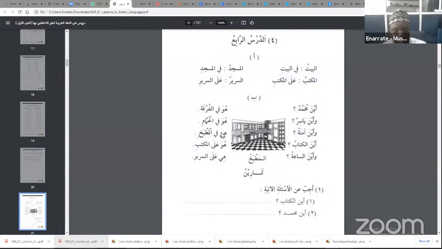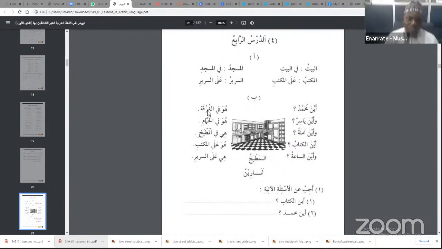What about for non-living things? Okay, the next one brings examples of non-living things. So let's see the masculine pronoun and the feminine pronoun for non-living things. Ayn al-kitab, where is the book? Huwa ala al-maktab. It is on the desk. So we use huwa for both a human being and a non-living thing. Huwa ala al-maktab. It is on the desk.